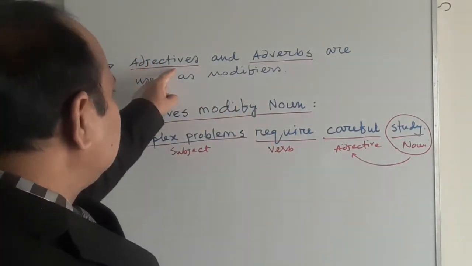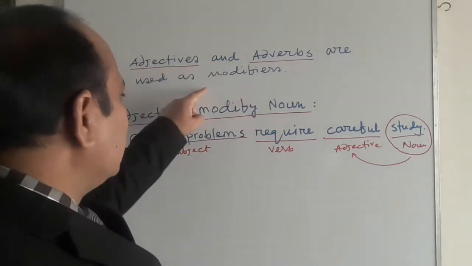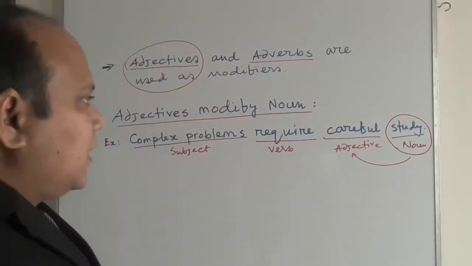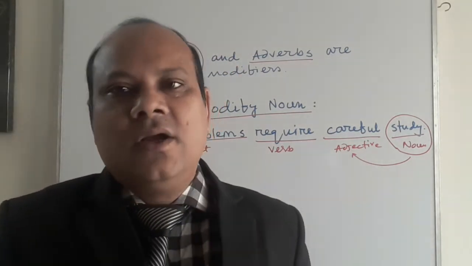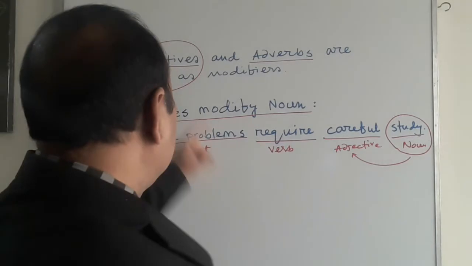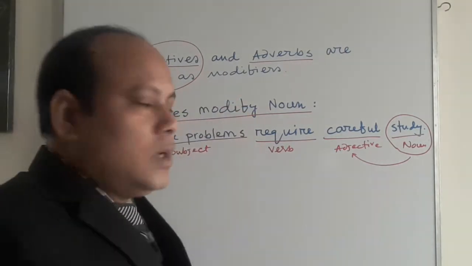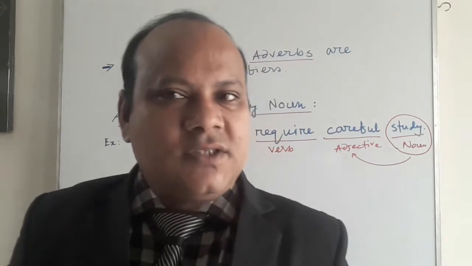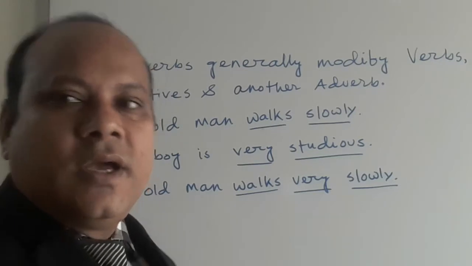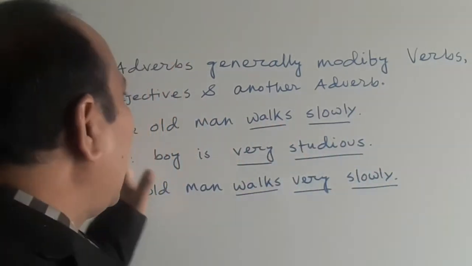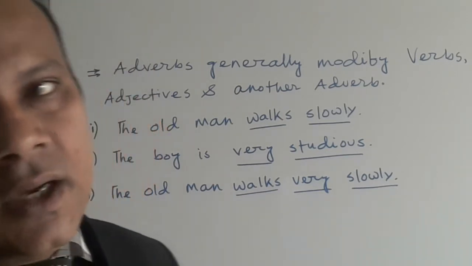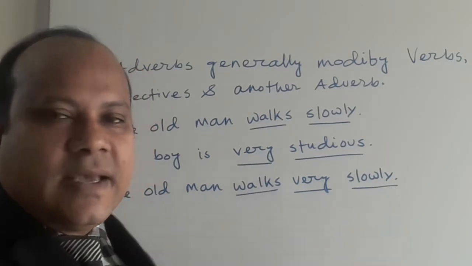And consider this, adjectives and adverbs are used as modifiers. I have already shown you how an adjective modifies a noun. Now I will go for how adverbs modify other parts of speech. You know, an adverb can modify three parts of speech, and what are those? Okay, my dear students, we will now observe how adverbs can modify a verb, an adjective, and another adverb. And for this, consider these three examples.